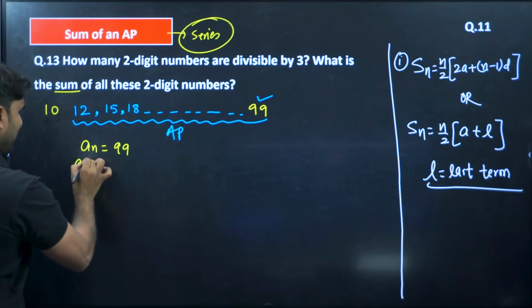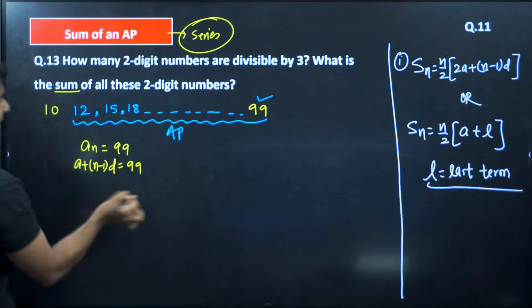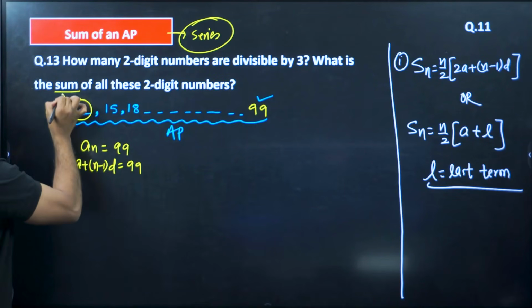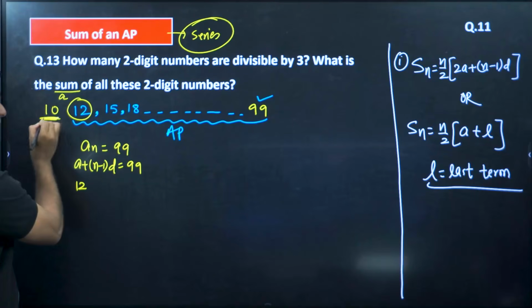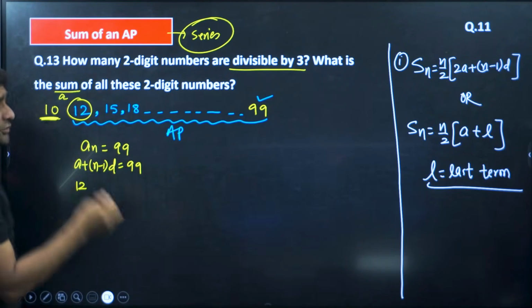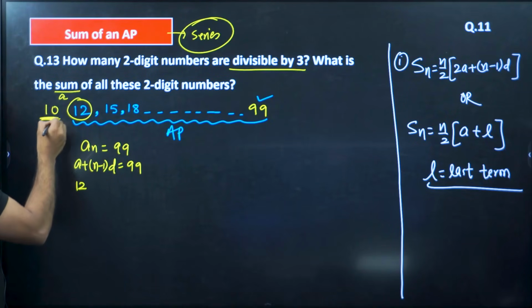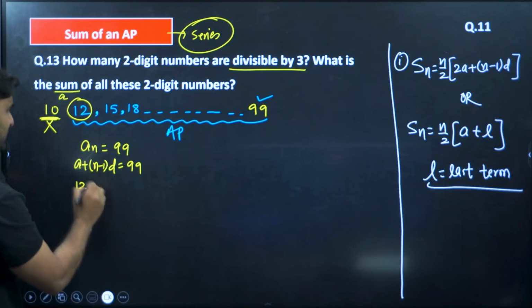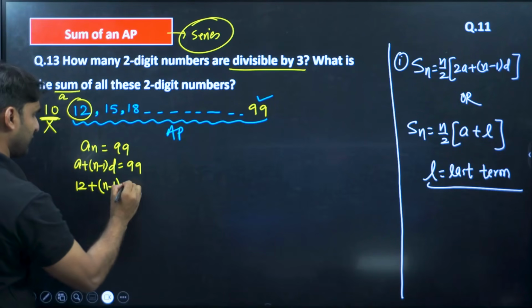So for an, we have the formula a plus (n minus 1) into d is equal to 99. A is what? A is 12. This will not be a, guys. This is not considered, because we want a number which is divisible by 3. 10 is not divisible by 3, so 10 will not count. So a is 12, n minus 1. What is d? 15 minus 12 is 3.